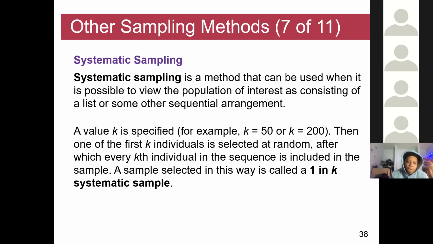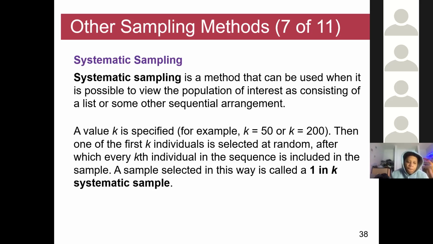And then, since K is 50, every Kth individual would be selected after that. So if the first box off the assembly line is number 32 and K is 50, the 50th box after 32 would be the next one selected. So 50 plus 32 is 82. So the 82nd box is selected. And then the 50th box after that is selected, which is the 132nd box, like that. And that's called a 1 in K systematic sample.